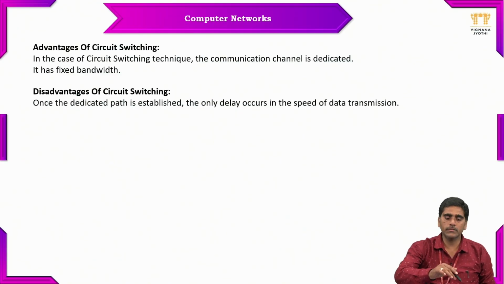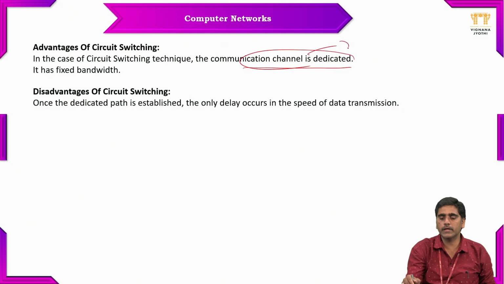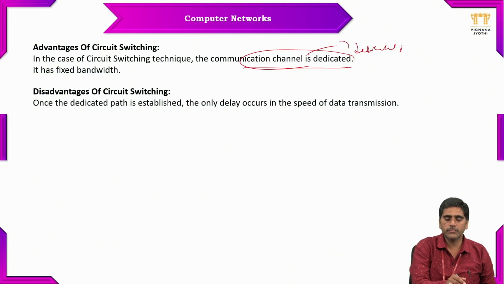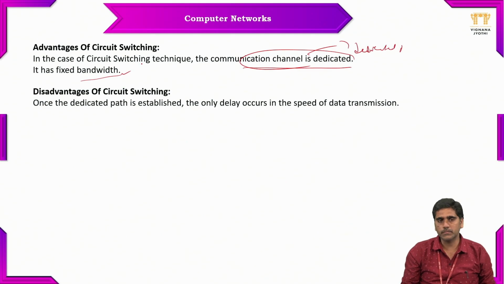The main advantage of circuit switching is that the communication channel is dedicated. That means a dedicated path is available. So through this dedicated path, they can communicate very easily and very fast also. And it has a fixed bandwidth.